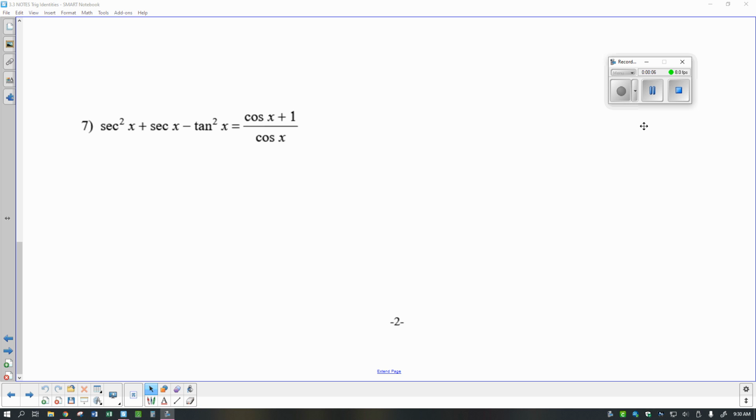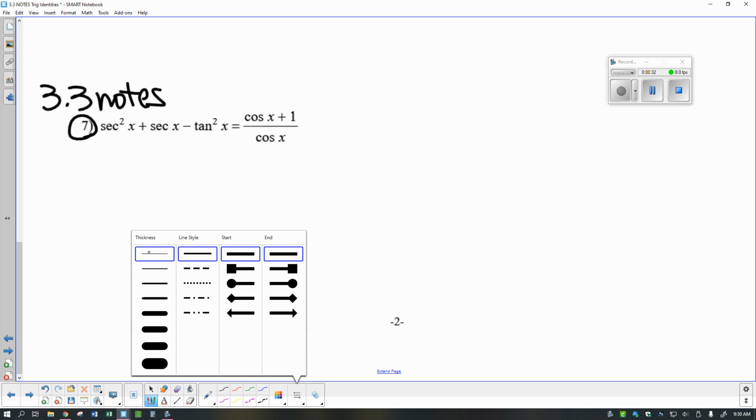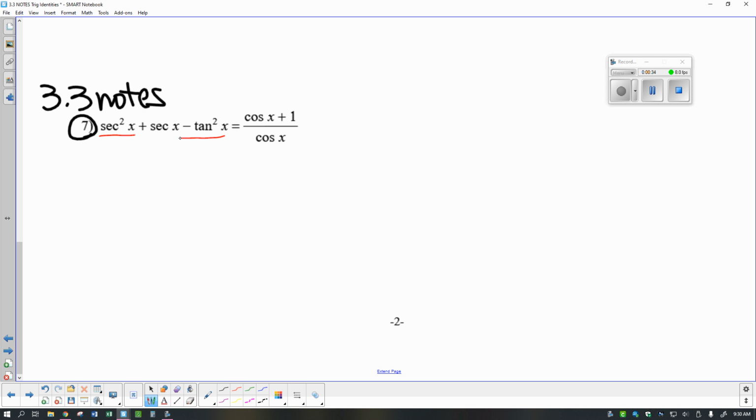All right, we're going to start with number 7, pick up where we left off. This is in 3.3 notes. First thing that I want you to notice is, remember, we're trying to, as best we can, get everything to sine and cosine, but sometimes that doesn't necessarily work out the very best. So kind of look at what you have. We've kind of talked about the possibilities. First thing that I want to look at is these two guys.